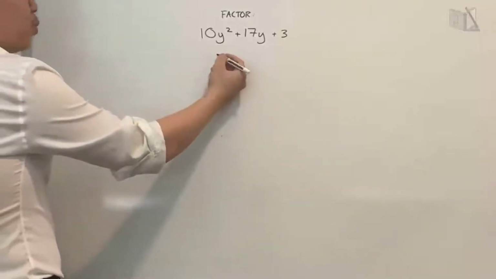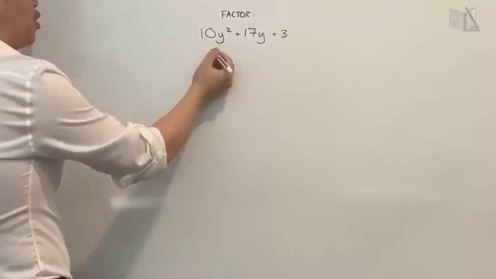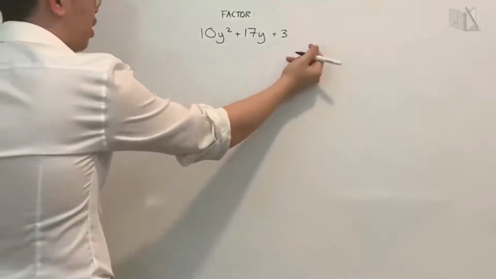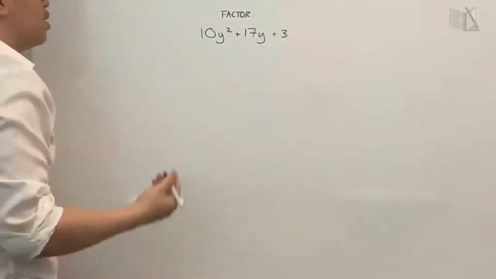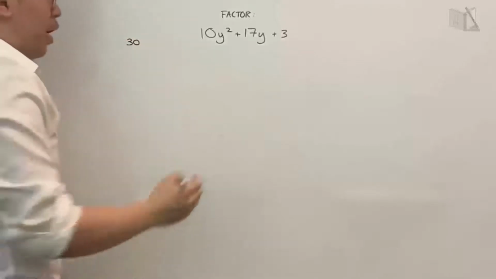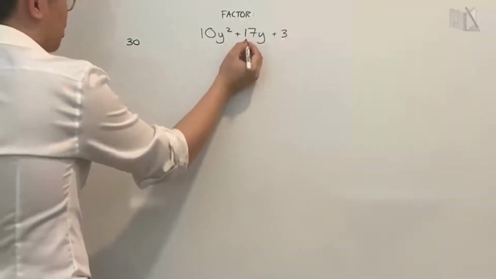To factor by grouping, I'm first going to look at the coefficient in front of y squared, which is 10, and the constant, which is plus 3. And then we want to multiply them together. 10 times 3 is 30. And then we want to look at this middle number, plus 17.